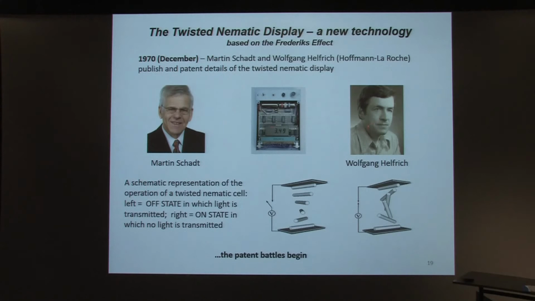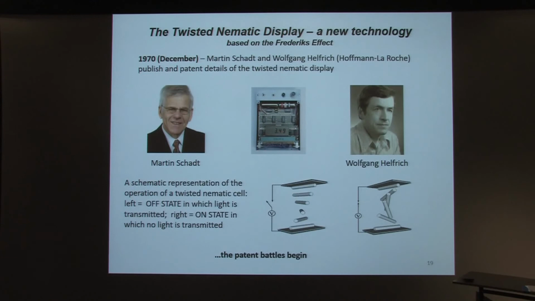So Helfrich left the company with this idea in his head, and he met up with Martin Schadt, another physicist, who had been working in Ottawa in Canada, and they both joined this Swiss company, Hoffmann La Roche, which had previously been largely a pharmaceutical and cosmetic company. Within a matter of months between them, they had made the first twisted nematic display, which you see there, and it was patented. Then the patent battles began, of which I was involved, over whether this was new or not. Eventually it was decided that it was new enough, so lots of people made lots of money, or rather lots of companies made lots of money. The lawyers, I suspect, made most of the money, and this marked the beginning of the display industry.